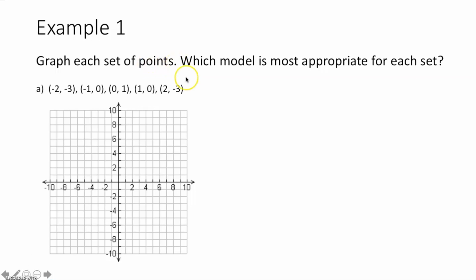Now example 1 says graph each set of points. Which model is appropriate for each set? So let's plot these points on the graph and see, is it going to be a linear function, quadratic function, or exponential function? So we plot the point -2, -3. So we go over -2 on the x-axis, down -3 on the y-axis, and we'll put a point. Then -1, 0, we go over -1 on the x-axis, up or down 0 on the y-axis, put a point. Then 0, 1, we go over 0 on the x-axis, up 1 on the y-axis, put a point. Then 1, 0, we go over 1 on the x-axis, up or down 0 on the y-axis, put a point. And then 2, -3. So we go over 2 on the x-axis, down -3 on the y-axis, put a point.